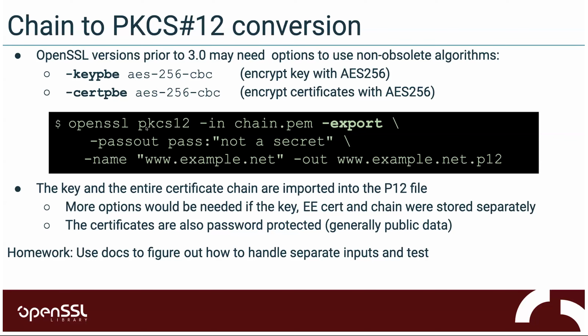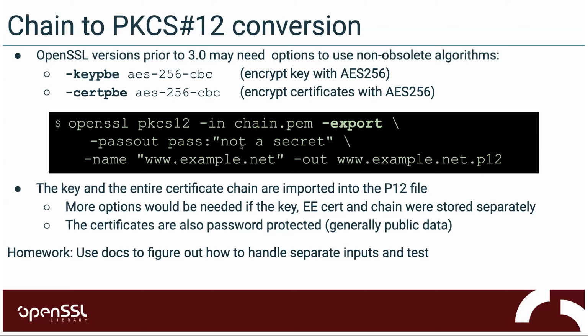Anyway, when we tell the PKCS 12 command to export a chain, it will export everything that it finds there. It will export the private key, it will export the identity certificate, and it will export the chain. If we didn't have a single chain file, you'd have to provide separate arguments to say where the key is and where the identity certificate is and where the additional certificates are that go into the chain. But the convenient thing about a chain is that it's all in one go, so we only need one argument. -in chain.pem takes care of everything.